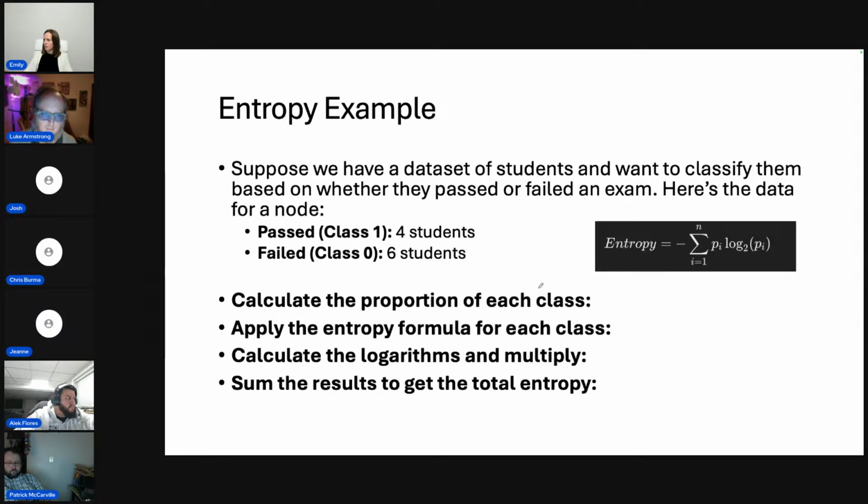Here, let's work through this example. Let's suppose we have our same data set here. We have 4 students and 6 students. Apply this entropy formula: log base 2 of those proportions times the proportion, sum those together, negate the negative, and tell me your final result for entropy.